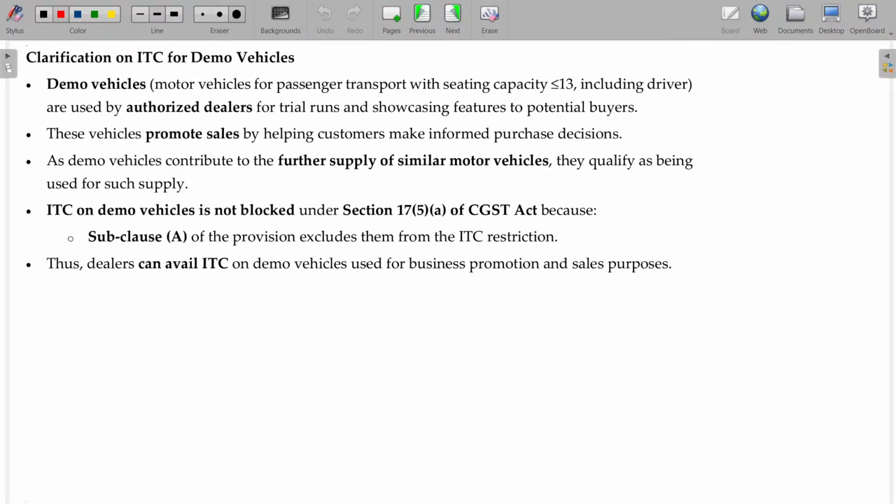Now, there is a clarification related to the demo vehicles. Now, what happens: the supplier sells the car to the recipient, and the recipient sells the car to his customer. Usually for a car, ITC is not available. But if he is doing the same business, then ITC is available.